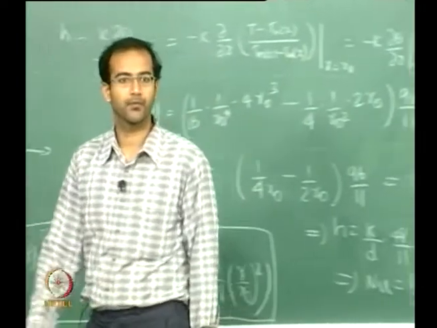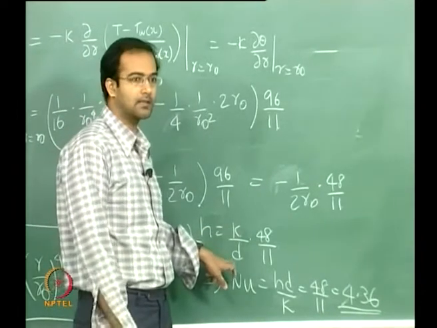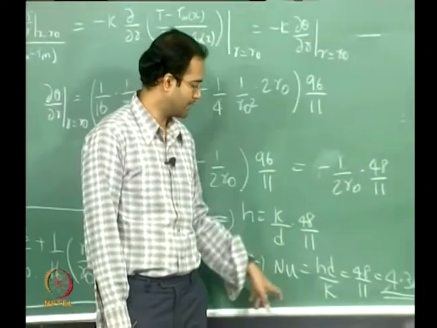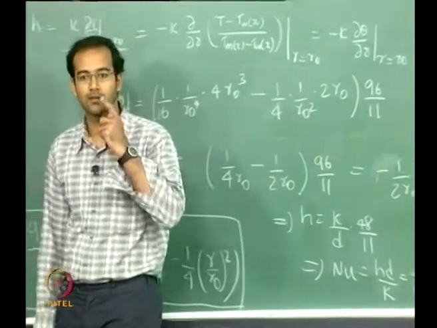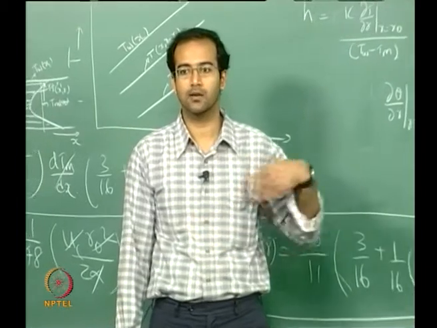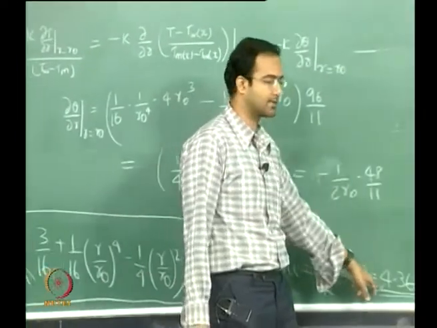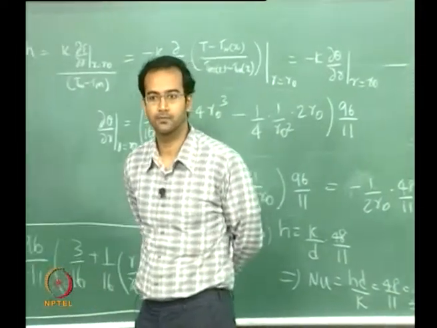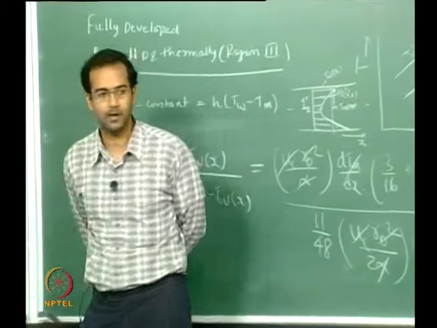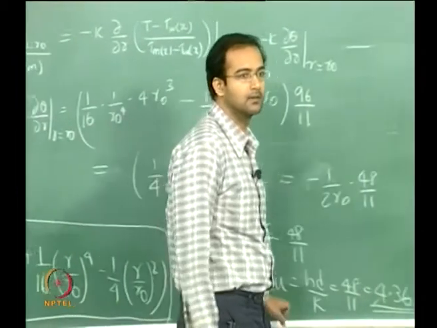So finally you get your heat transfer coefficient as a constant value for a given diameter, k by d into 48 by 11. Therefore you can define a Nusselt number for internal flows based on the diameter of the duct. So it is not a local Nusselt number anymore, and if you define it like that you get a constant value, 4.36. So for internal laminar flows, both hydrodynamically and thermally fully developed, and for a constant heat flux boundary condition, this is your constant value of Nusselt number, 4.36.